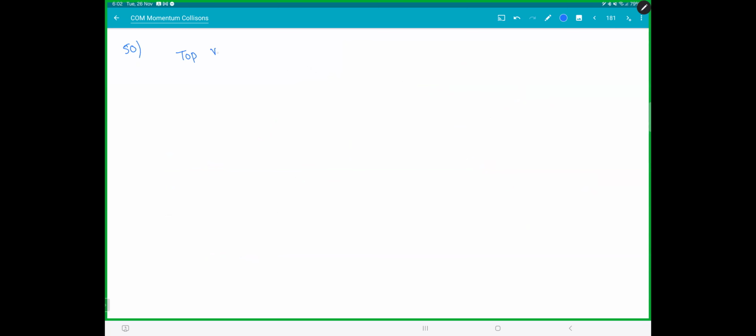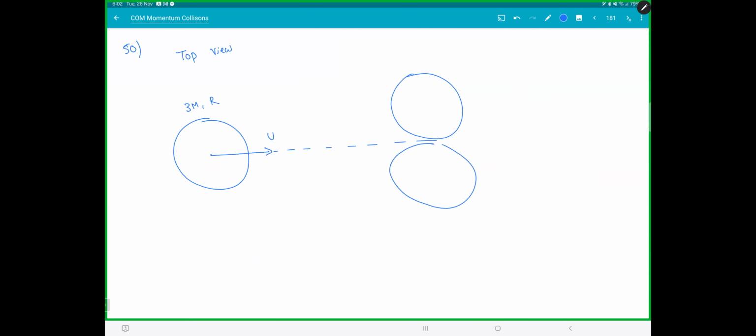This is a top view. We have a striker, mass 3m, radius r. This is traveling with speed u. Here we have another coin, and another coin. They're just touching each other. Mass m, radius r, mass m, radius r. Identical. This is the top view. And let's say E is equal to 1, coefficient of restitution is equal to 1. So find the velocities after collision. Basically, this 3m is colliding with m and m at the same time.